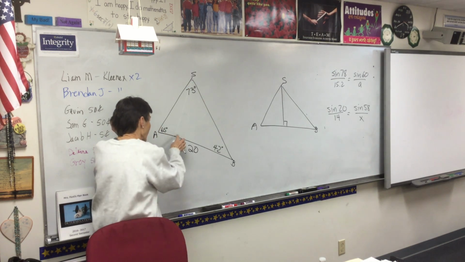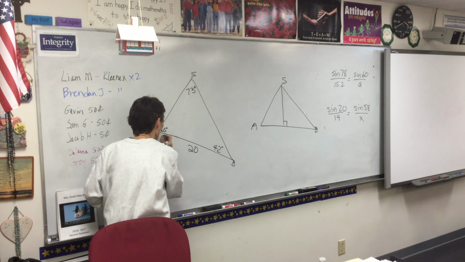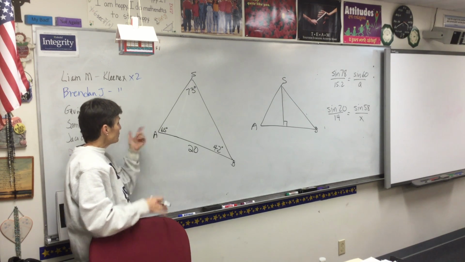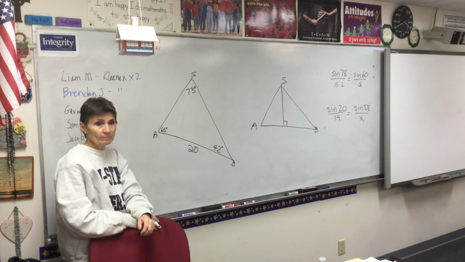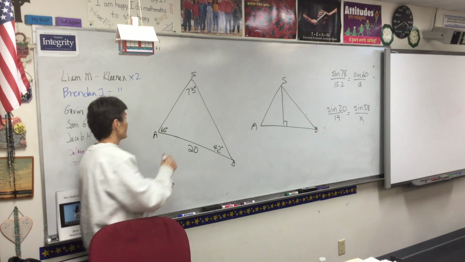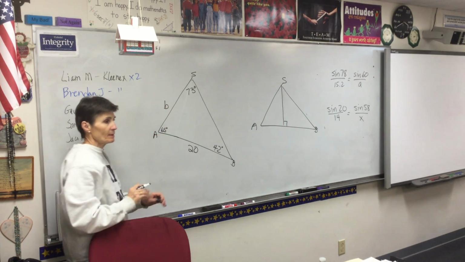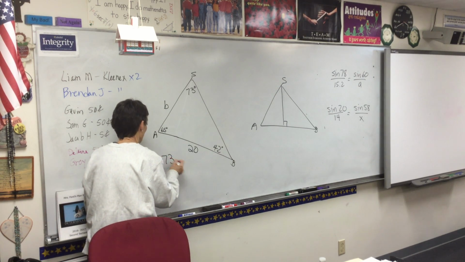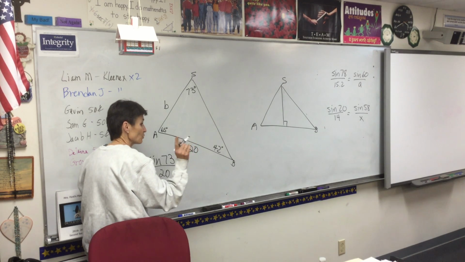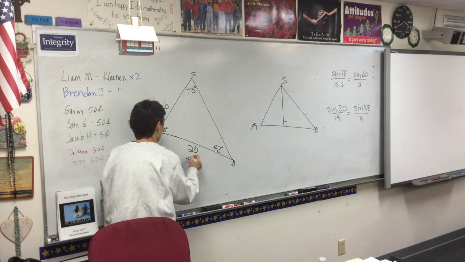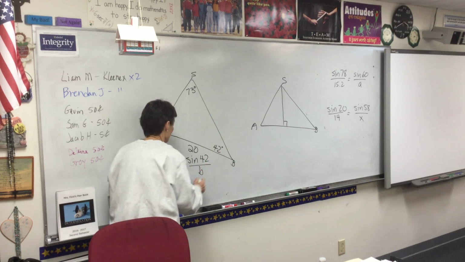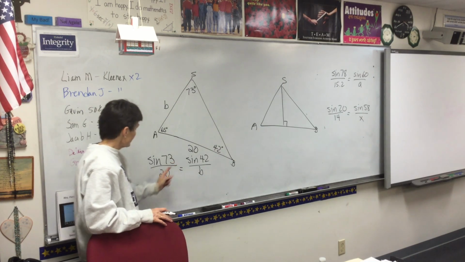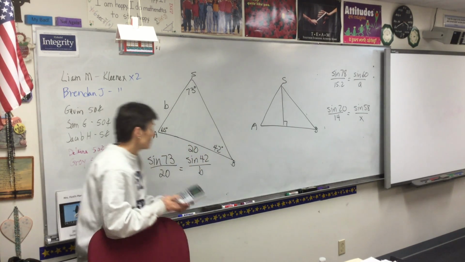Now, I know that I don't need it, but could I find one of the other sides of the triangle? Let's just find this one right here. Let's find side B. So, sine 73 over 20. Bear with me, guys. You're going to see the method to my madness here in a minute. Sine 42 over B, sine 73 over 20. So let's go ahead and type that in and see what we get.